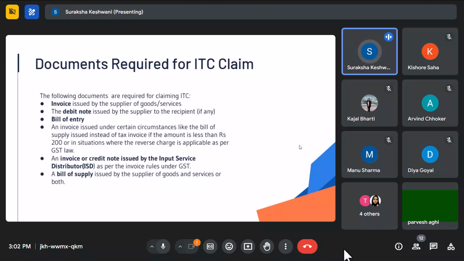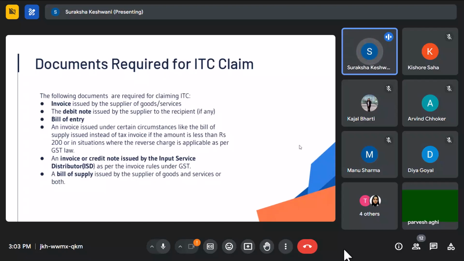Then the person has to have certain documents to claim the ITC. First one is, as I already mentioned, the invoice issued by the supplier of goods or services, the debit note issued by the supplier, the bill of entry, and an invoice issued under certain circumstances, like the bill of supply issued instead of an invoice if the amount is less than 200. So basically, if the amount is less than 200 and the invoice is not there, a bill of supply should be there. An invoice is very important to claim the ITC.